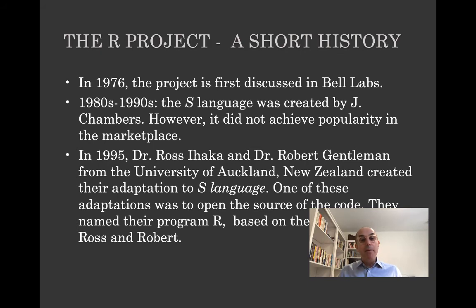A technician by the name of John Chambers started a project in which he tried to apply statistics in an open source environment. It never came through. It never opened up because Bell Labs had difficulties with regard to money. Chambers called it the S language, but it never opened up. In 1995, Ross Ihaka and Robert Gentleman from the University of Auckland opened up the open source and called it R. They called it R because it is based on their first names, Ross and Robert.